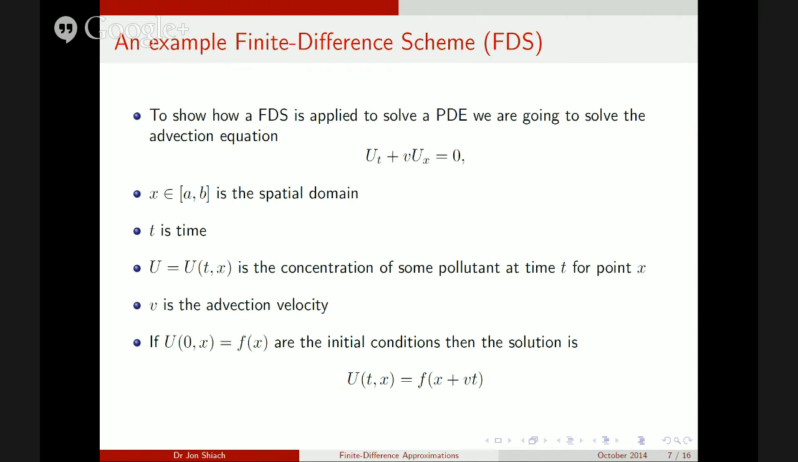So what we have is a spatial domain where x is in the range a to b. So we start x at a and we end x at b. Everywhere in between is in our spatial domain. So we want to be able to solve from x equals a to x equals b.